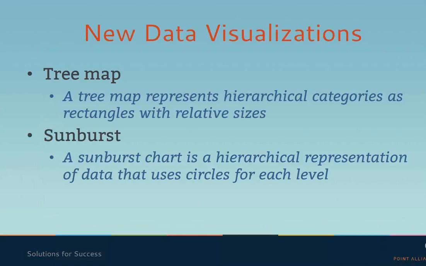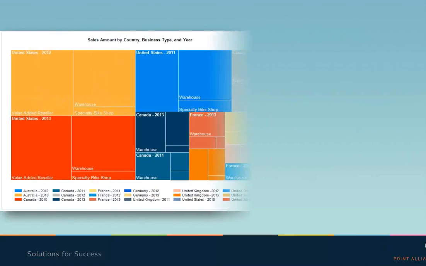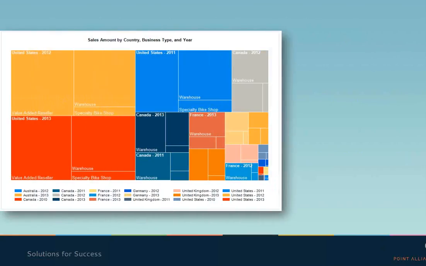So let's move on to some of the new data visualizations. We have the tree map, and the tree map is useful to show how parts contribute to a whole. Each rectangle represents the sum of a value and is sized according to the percentage of its value relative to the total values. Its value for the rectangles in the tree map are relative to the total values as well.